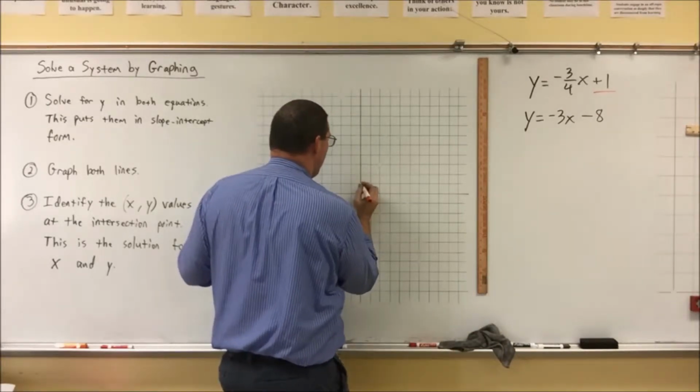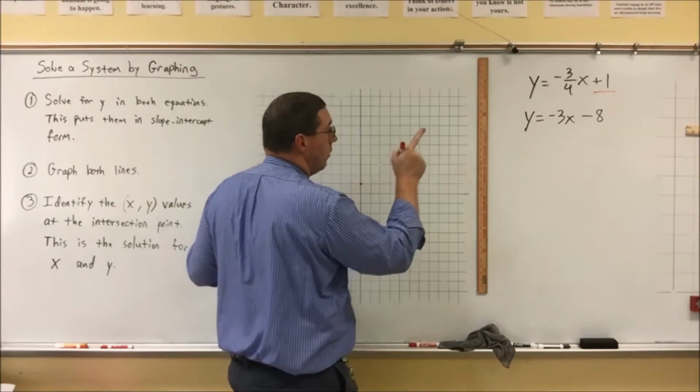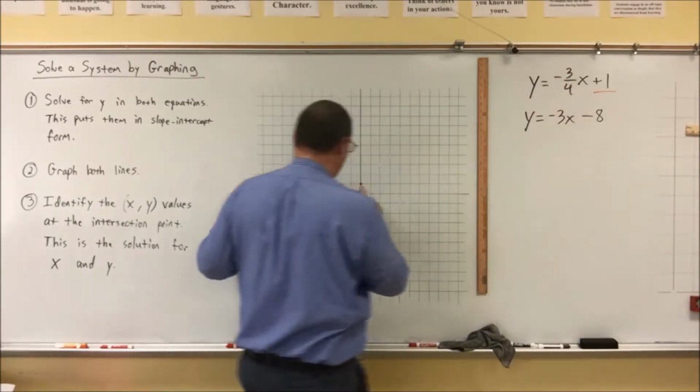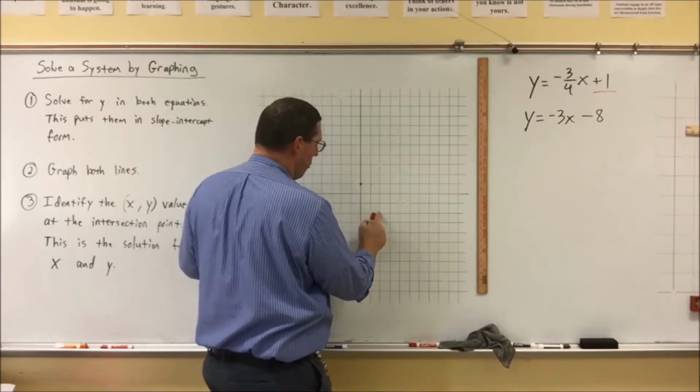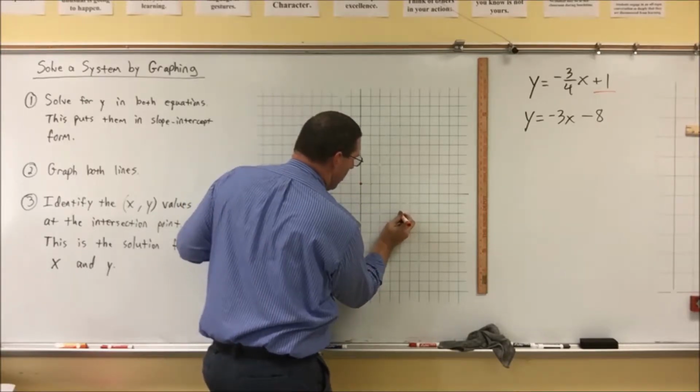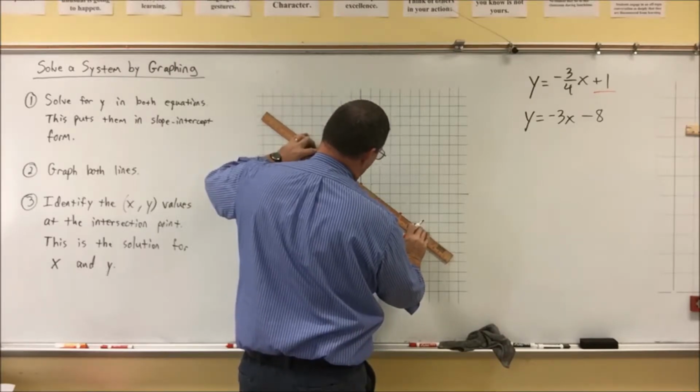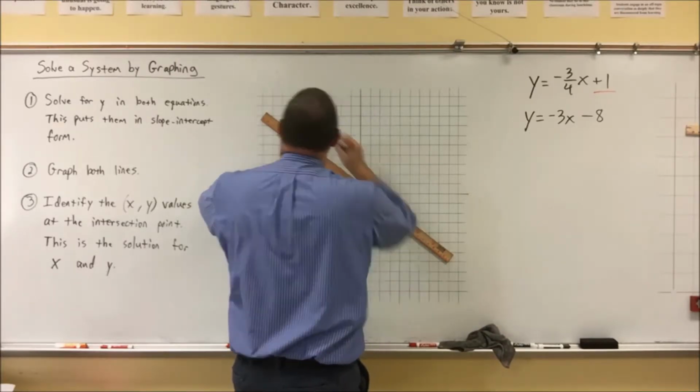From the origin, we'll go up 1. The slope is negative 3/4. That's down 3 over 4. So down 3, 1, 2, 3, over 4, 1, 2, 3, 4, negative 3/4. So we'll line those up and draw a line.